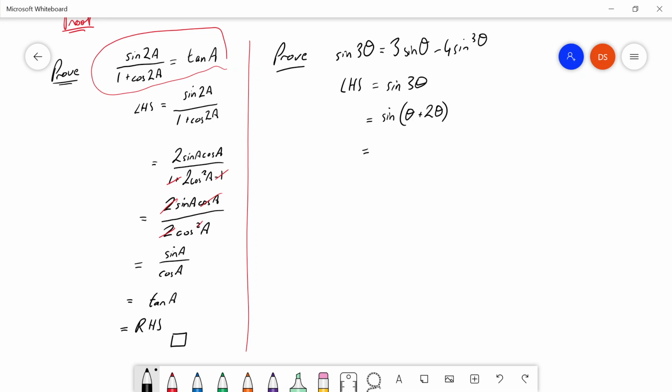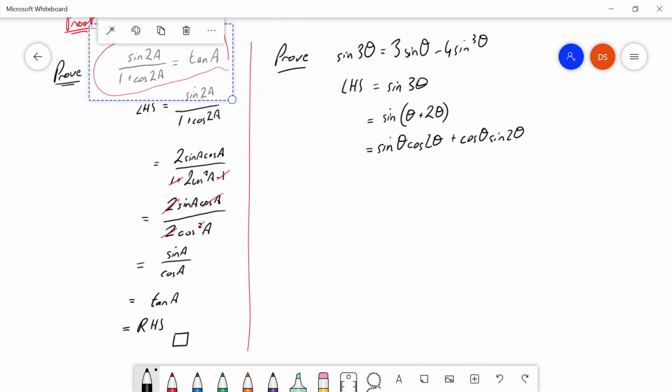And now I can use the compound angle identity. So that will give me sine theta cosine 2 theta plus cosine theta sine 2 theta. And I'm going to make these substitutions of these double angle identities. What's really important is notice that there's a lot of sines happening, and so I might want to do something that has a lot of sines in it. But it's okay, we can work that out as it happens, right? But let's see how this pans out.